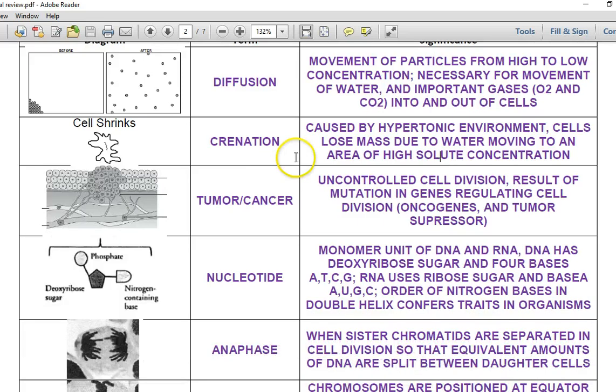Okay. This diagram represents tumor, cancer. Cancer is uncontrolled cell division. So eventually we get to the point where we have a mass of cells that is growing like crazy, dividing like crazy. There's no regulation. This is usually due to mutations in oncogenes and tumor suppressor genes. These are the types of proteins and genes that regulate cell division.